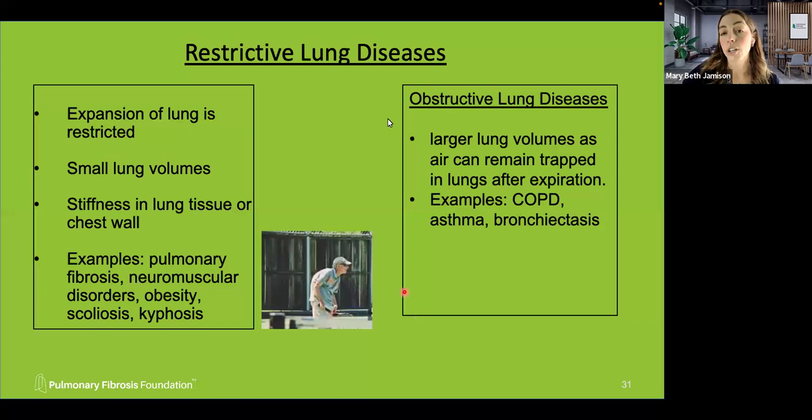And this is in contrast to obstructive lung diseases, which are really characterized by those large lung volumes because air can be trapped after expiration, air can be trapped in the lungs. This would be something like COPD, asthma, or bronchiectasis.